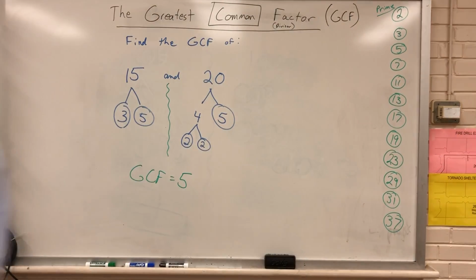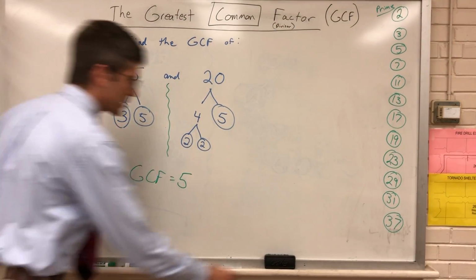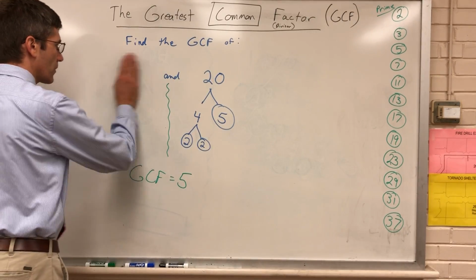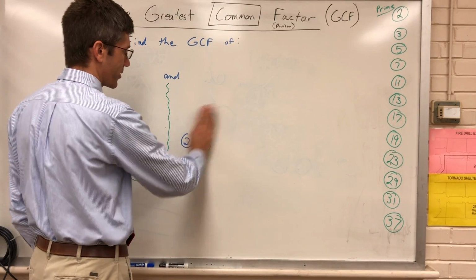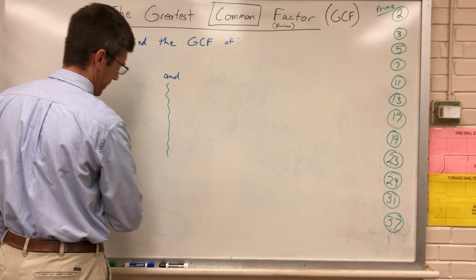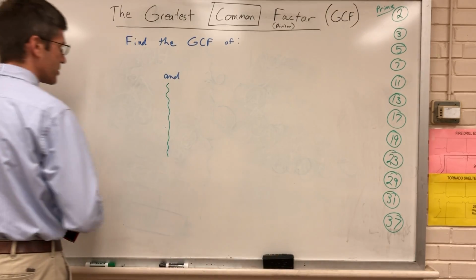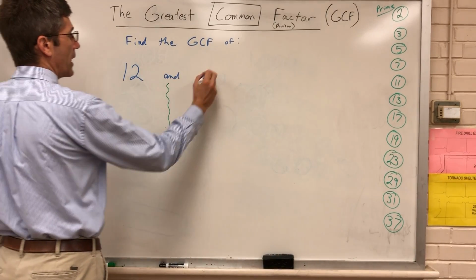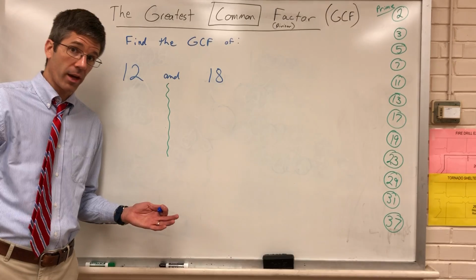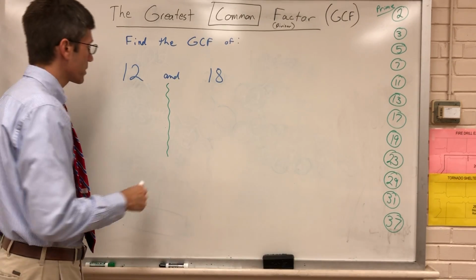I'm going to erase this example, and we're going to do another one that may not be as obvious, because maybe you saw the 15 and the 20 and you're like, it's 5. Come on, don't be lame. Let's do this one. It's going to be 12 and 18. And maybe you know this one off the top of your head. All right, that's great if you do, but I'm going to keep going.